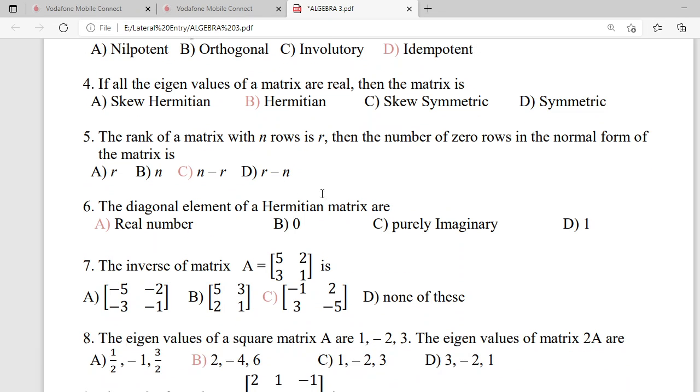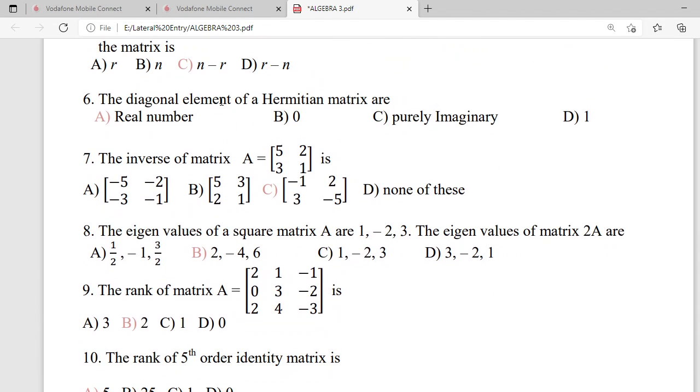Then the rank of a matrix with n rows is r, then the number of zeros in the normal form, that is the normal form that we explained, where the other rows become 0. By elementary transformation, we make the n minus r rows 0, that is the normal form. So the number of 0 rows is n minus r.